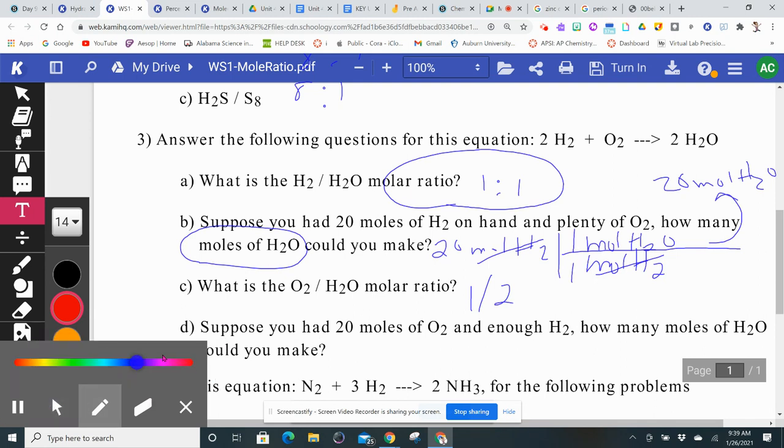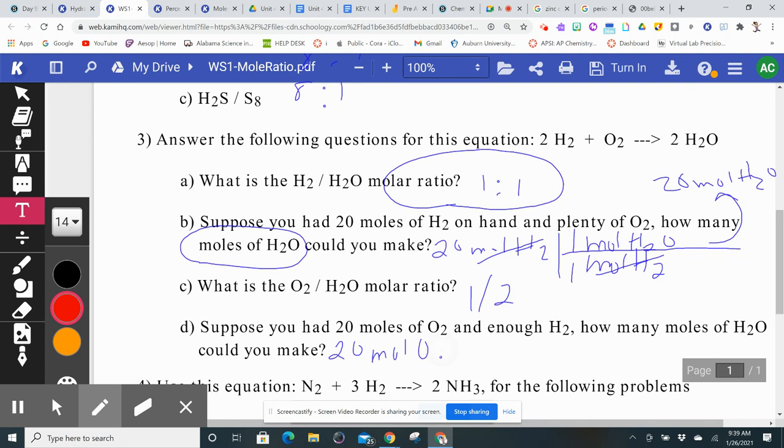All right, so now it says, suppose you had 20 moles of oxygen. You had plenty of hydrogen, so we're not worrying about that. How many moles of water could you make? So now we want to change our moles of oxygen to moles of water. Set up our railroad tracks, use our mole ratio. So 20 moles of O2.